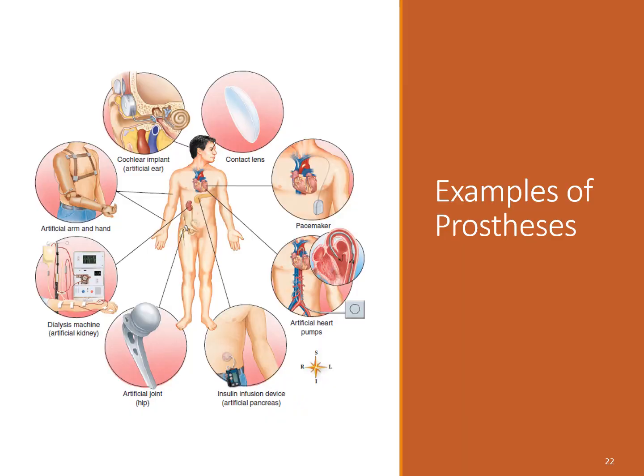Last, we're going to talk about examples of prostheses. So prostheses are synthetic types of devices that are typically used in place of non-vital organs. Some good examples are given here, like the cochlear implant that actually helps with hearing, contact lenses, the pacemaker, insulin infusion devices, artificial hip joints, knee joints. We can replace toe joints, elbow joints, wrist joints.